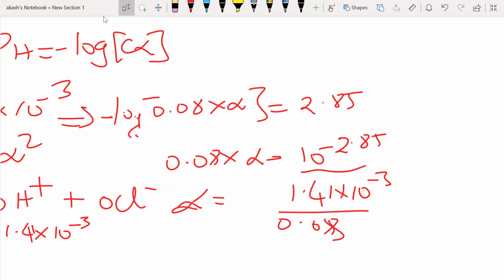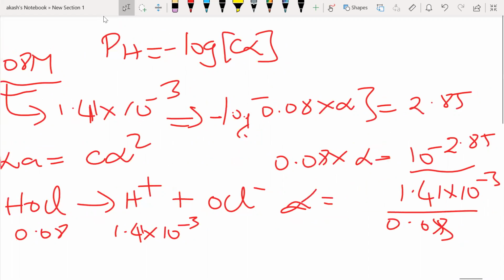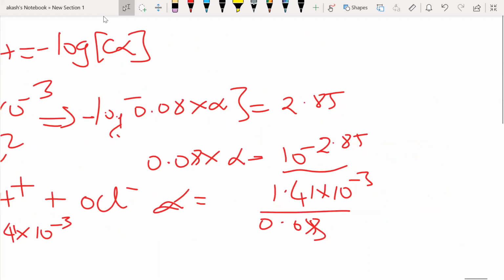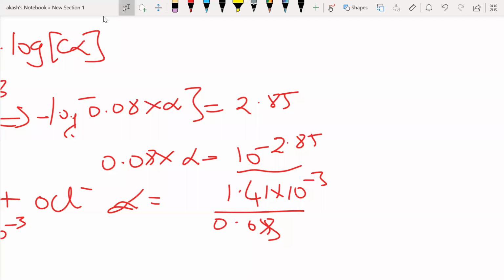This pH is 2.85, and if I take the anti-log, it will become 10 to the power minus 2.85, and that value I found out to be 1.4 into 10 to the power minus 3. So alpha I found out, C alpha squared I can do, find the Ka. Done. Answer is 2.5 into 10 to the power minus 5. B is the answer to this question. Okay, I hope everybody understood.